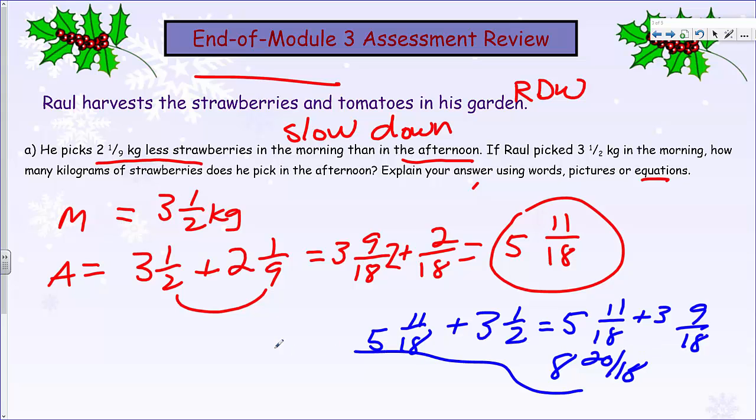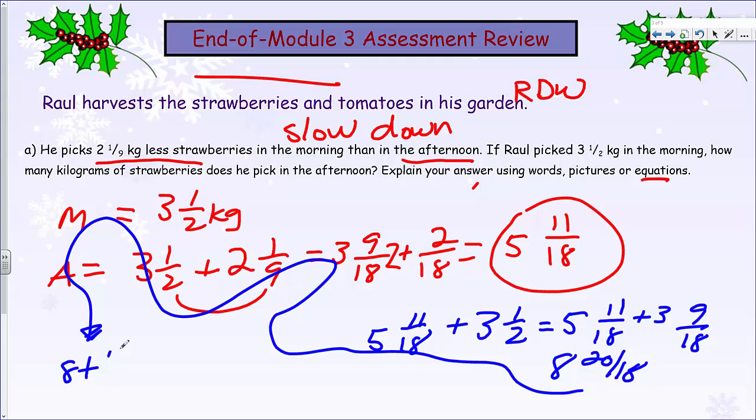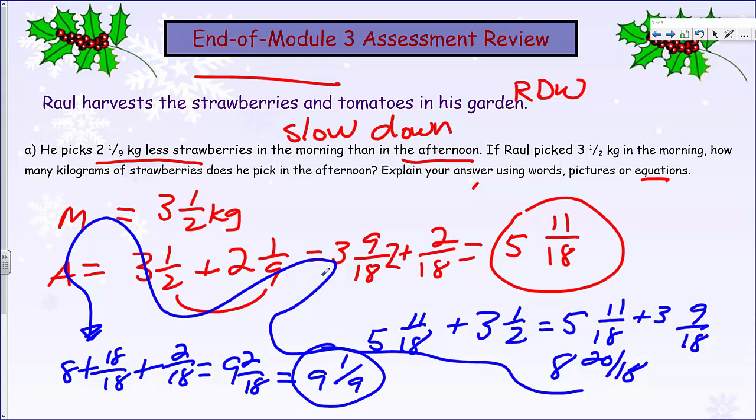Sorry, I'm going to have to go way over here. Yes, that was fun. And then look, I have another whole here, 18 over 18. So I have 8 plus 18 over 18, and that would only leave 2 over 18 left. There's your 20. So that's going to equal 9 2/18, or I would write this as 9 1/9 because I reduced. Okay, so that's the number I need for strawberries.